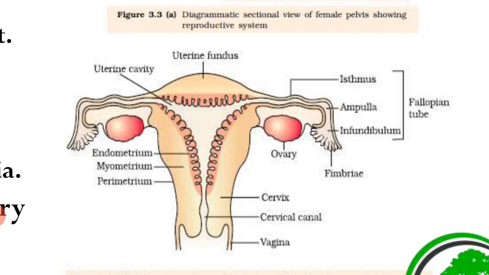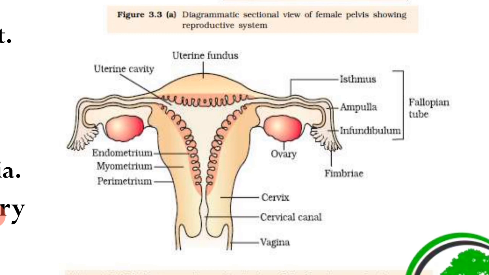And then the cavity of this cervix is called as cervical canal. And this cervical canal, along with the vagina, will form the birth canal. That is why we call it birth canal, because during normal delivery, the baby comes out through the cervical canal first and then through the vagina. Okay, that is the route for the birth of the baby during normal delivery.